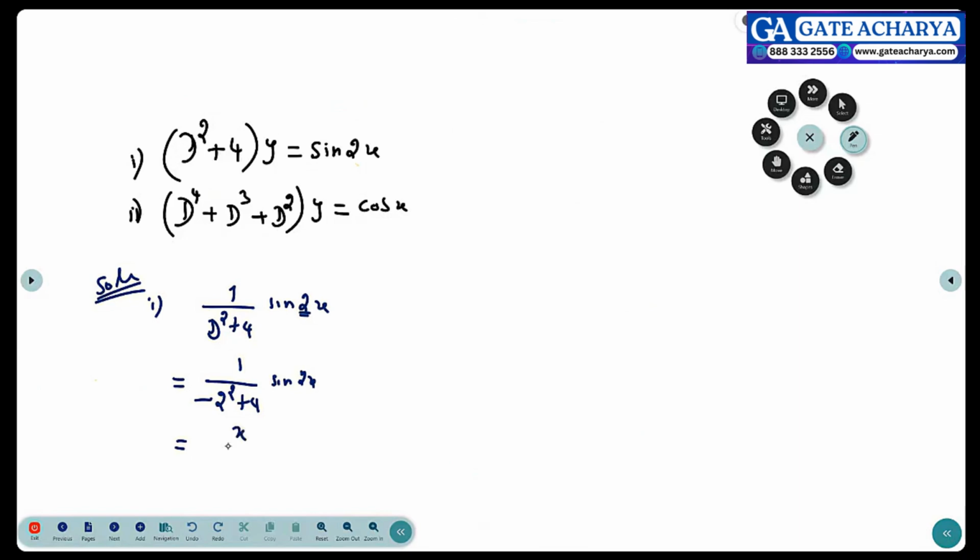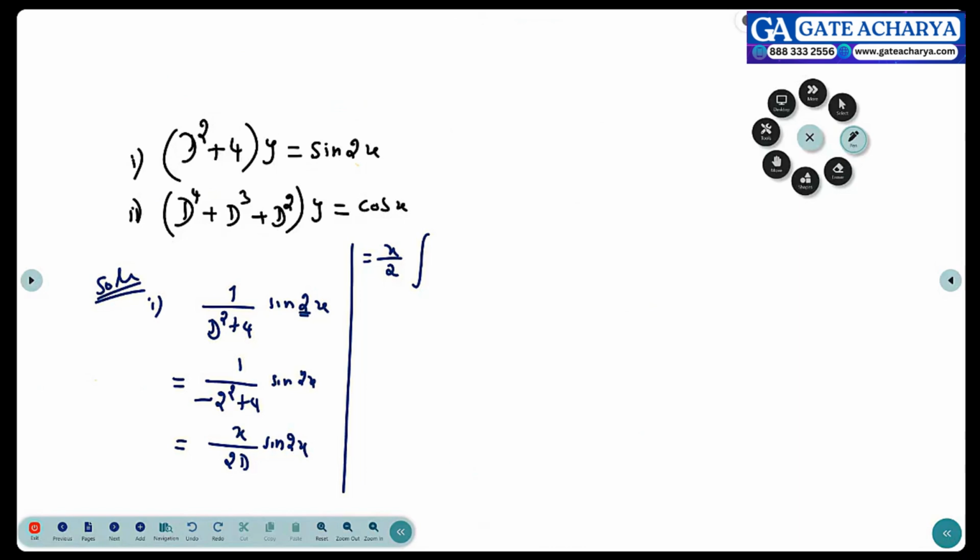So x divided by the derivative of D square, which is 2D, into sine 2x. So next, x by 2. We introduce that term, so we separate this x by 2 into sine 2x also. Yes, sine 2x is there. 1 by D, so the integral. This x is what we introduced, therefore we separate this x by 2 also. The variable is sine 2x alone.